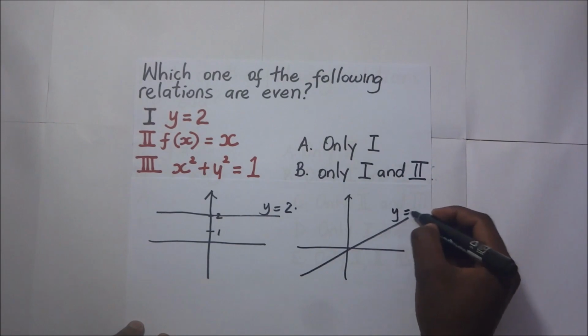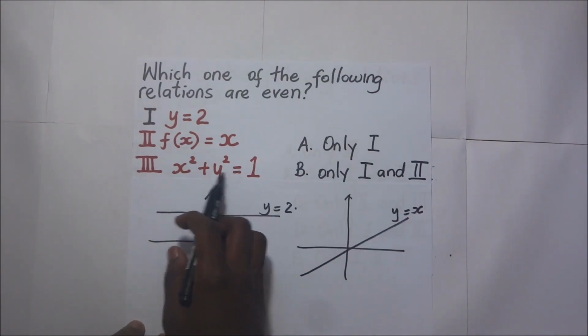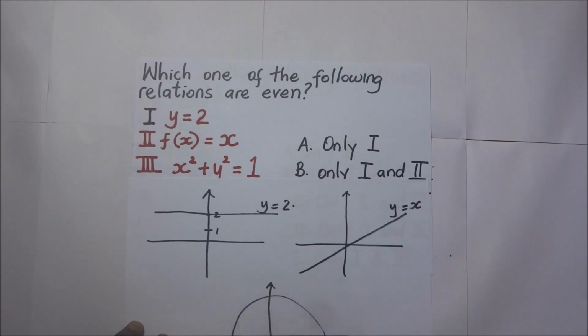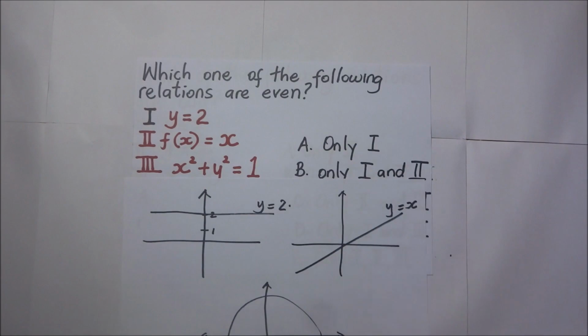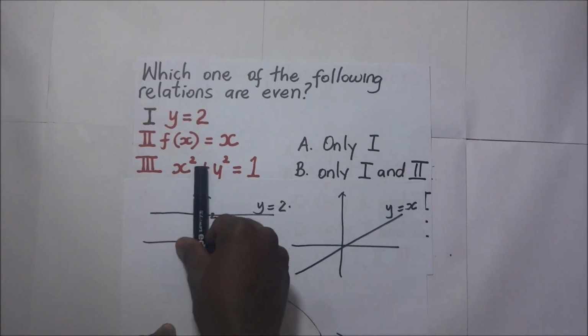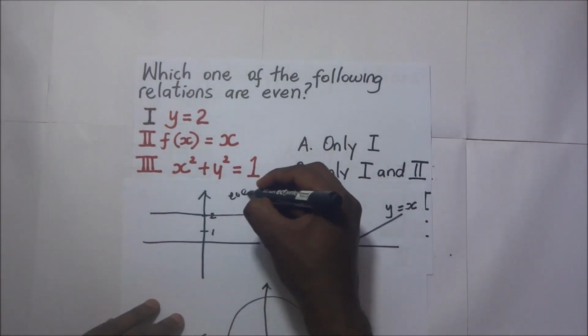This is y is equal to x, and then Roman 3, x squared plus y squared is equal to 1. This is the equation of a circle, so it means that it's going to look like that. And the question is, which one of these is even? Of course, I'm using the graphs to try to figure this out. We said that an even function is symmetrical about the y-axis. Now, if you look at this, it is symmetrical about the y-axis. So, meaning that this one is even.